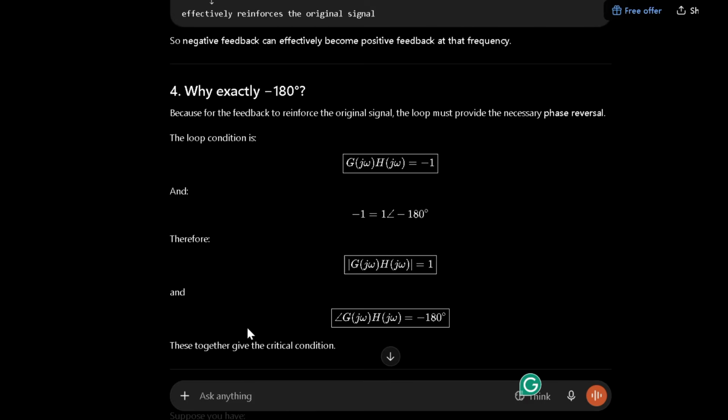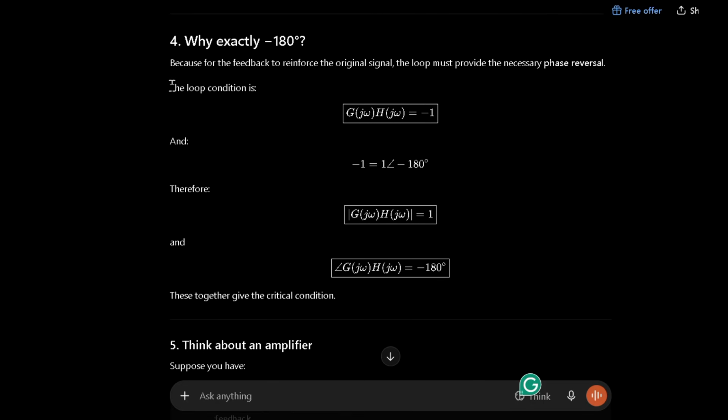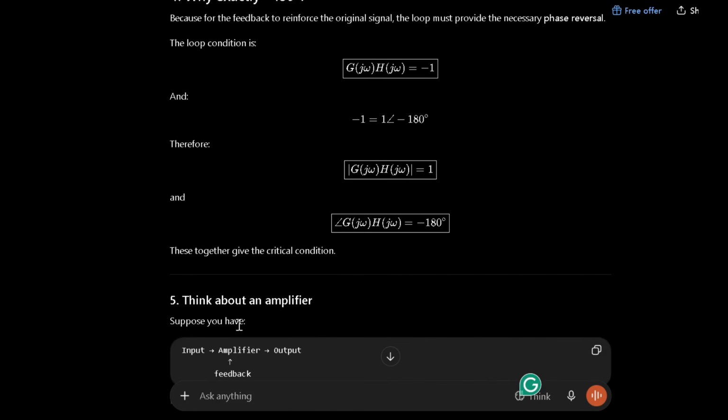For the feedback to reinforce the original signal, the loop must provide a necessary phase reversal. The loop condition is G(s)H(s) equals minus 1, which is magnitude 1 with angle of minus 180. Therefore, the magnitude of G(s)H(s) and the angle of G(s)H(s) together give the critical condition.